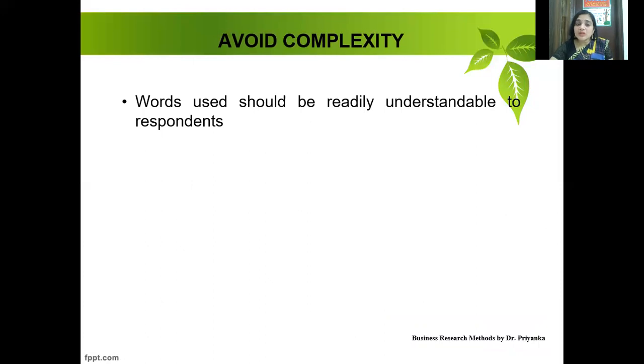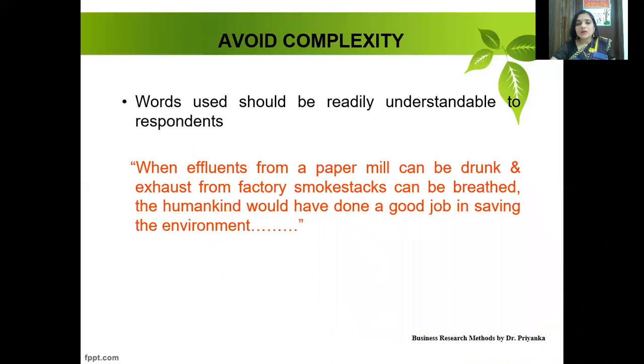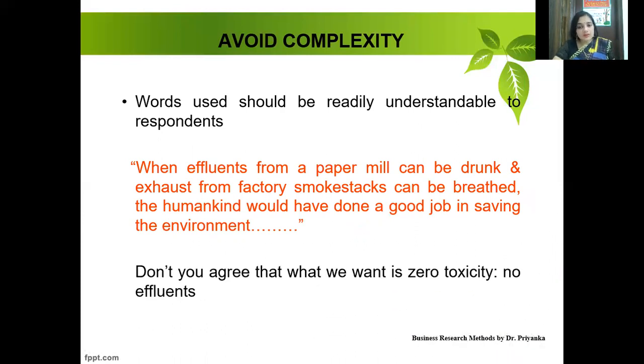Avoid complexity means words you use should be readily understandable to respondents. For example, when effluents from a paper mill can be drunk and exhaust from factory smokestacks can be breathed, humankind would have done a good job in saving the environment. Is it an easily understandable question? No. So you should be using the simplest questions so as to get the maximum answers. Now, don't you agree that what we want is zero toxicity, right? Replying to this question is easier as compared to the previous one.